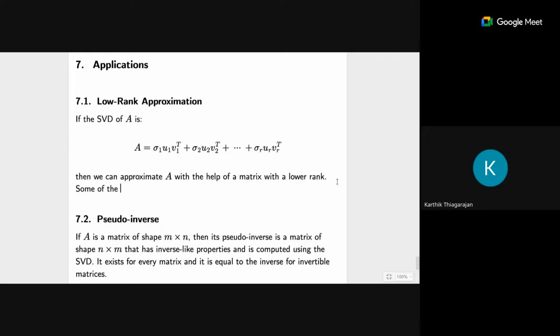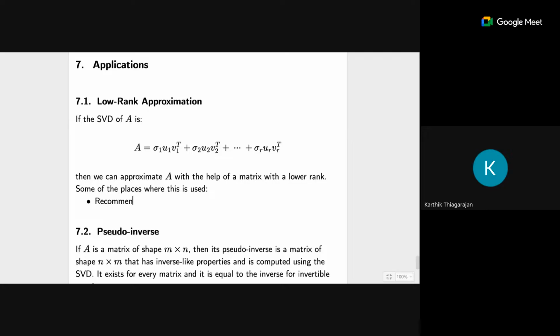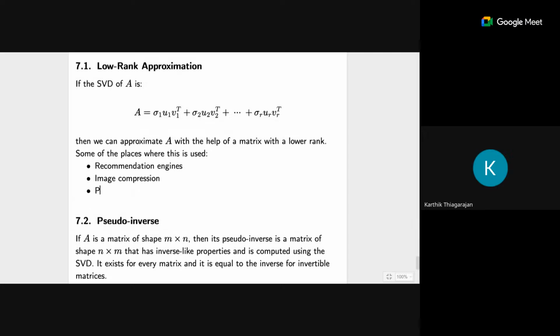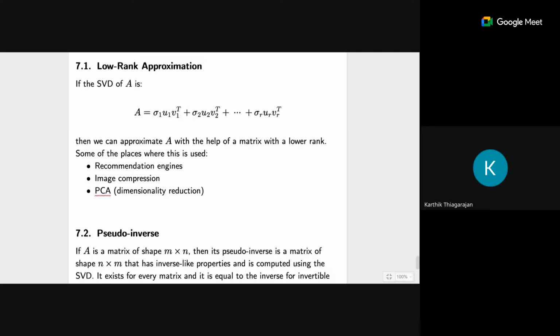Some of the places where it is used: it's used in recommendation engines to simplify the data matrix. It's used in image compression. It's one way of understanding PCA, which we'll be doing next week, which is dimensionality reduction. You remember week 1 is what we started off with, right? So this is one of the applications. Okay, so what does this mean?